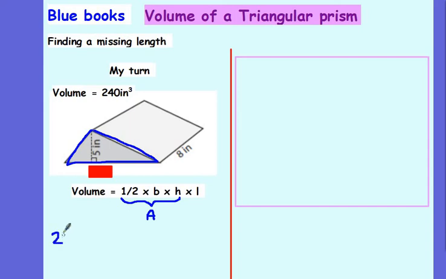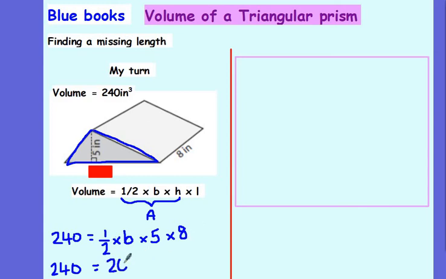I know volume is 240. Half is just a number. We're trying to work out what the base is. We know what the height is. The height is 5. And we know what the length is. The length is 8. So 240 is equal to half times 5 times 8. 5 times 8 is 40, divided by 2 is 20.